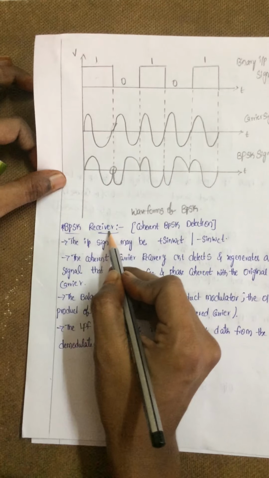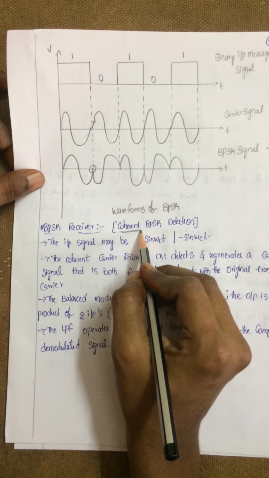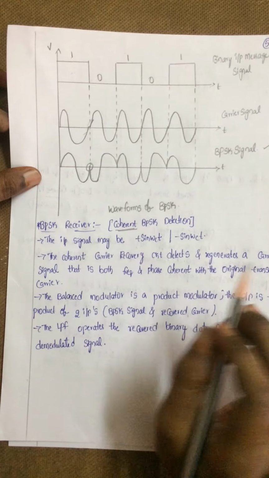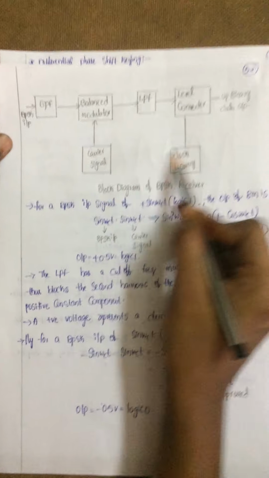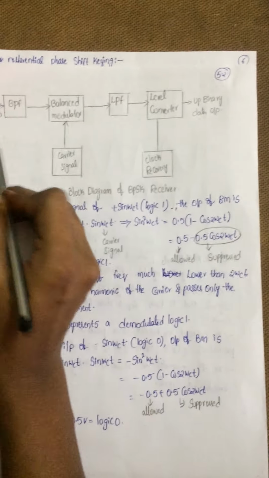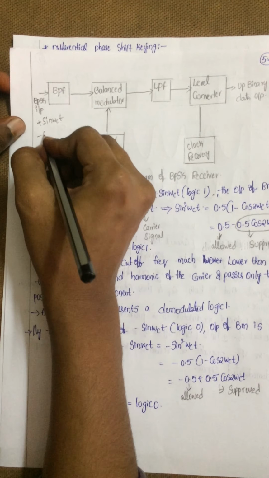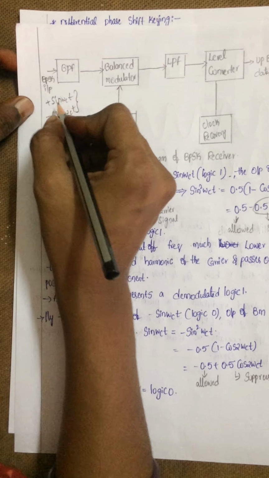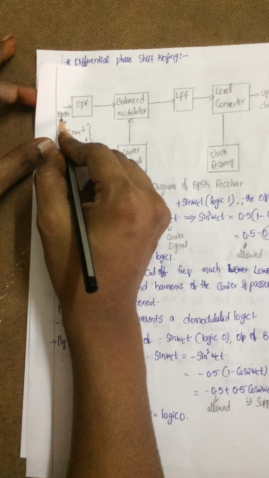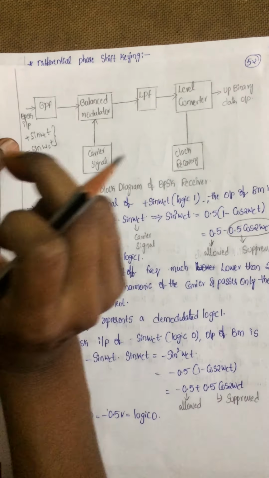Now we'll see the BPSK receiver. In BPSK also we have coherent detection in our syllabus, that's why we are discussing only coherent detection. This is the block diagram of BPSK. The BPSK input means either plus sin ωct or minus sin ωct. Either of these inputs coming in is given through a band pass filter to select the desired signal band.